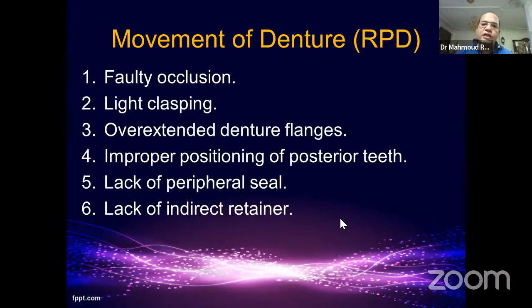In removable partial denture, we also have some causes for movement of the denture. Faulty occlusion may cause that, as may light clasping, overextended denture flanges, improper positioning of posterior teeth, lack of peripheral seal, and lack of an indirect retainer, which may also cause movement of the denture base.